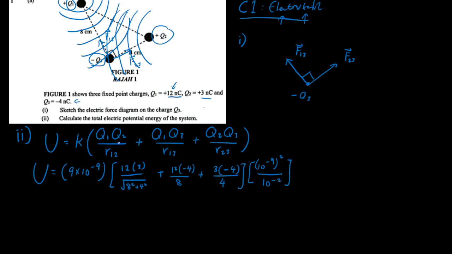So that is a much simpler way of doing things, okay? So if you key that into your calculator, what you'll get is approximately -4.48 microjoule, and that is going to be your final answer for this particular question.